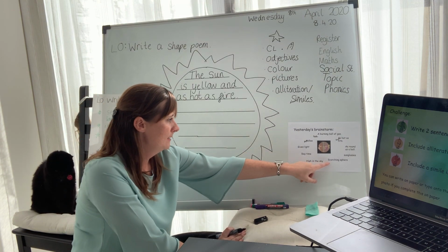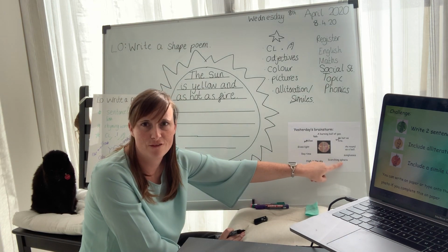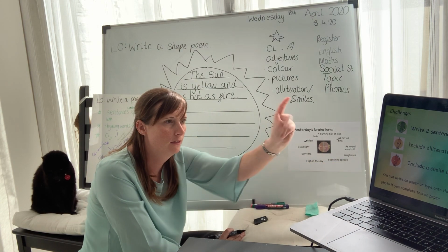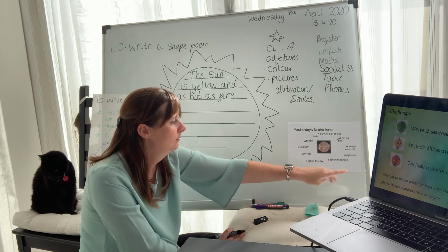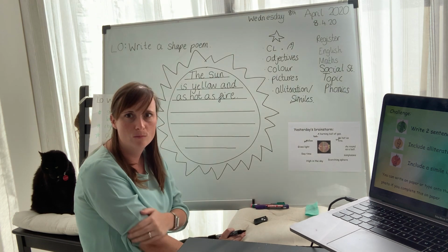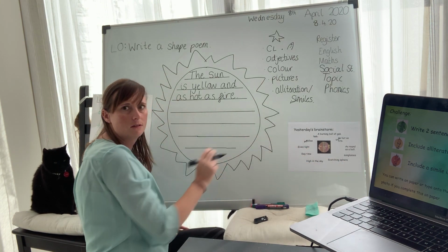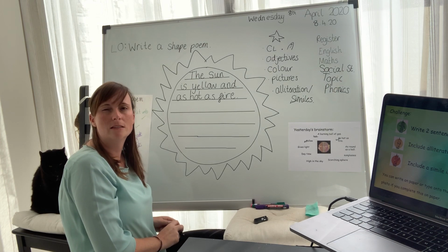Now, what could I say? Here's my alliteration down here. I've got scorching and sphere. They're my words. I might be able to think of some more. The scorching sphere gives us sunlight, or just light.